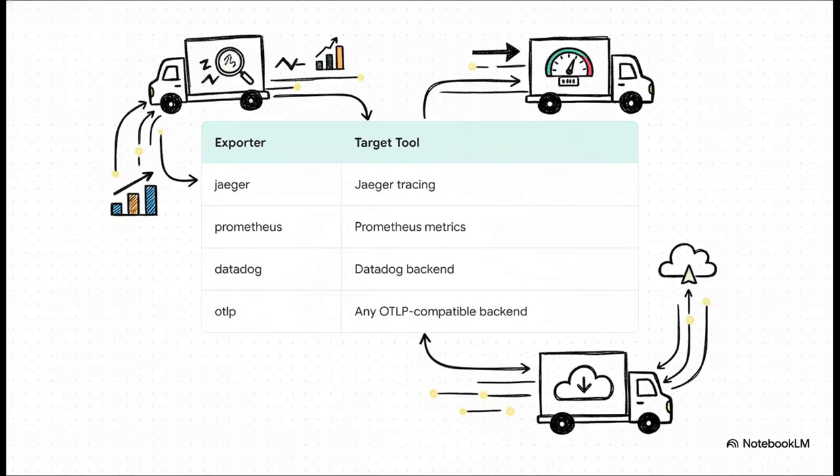And finally, our clean, processed, and newly enriched signal is all packed up and ready to be shipped out. That's the job of the exporters. These are the delivery trucks. You can configure one exporter to send your trace data over to Jaeger, another to send metrics to Prometheus, and hey, maybe a copy of everything to Datadog, all from the exact same pipeline.